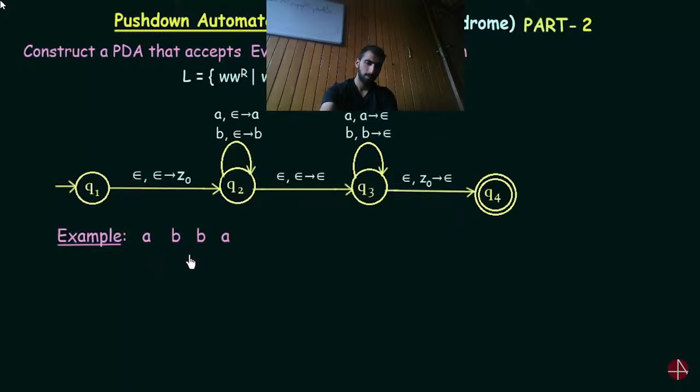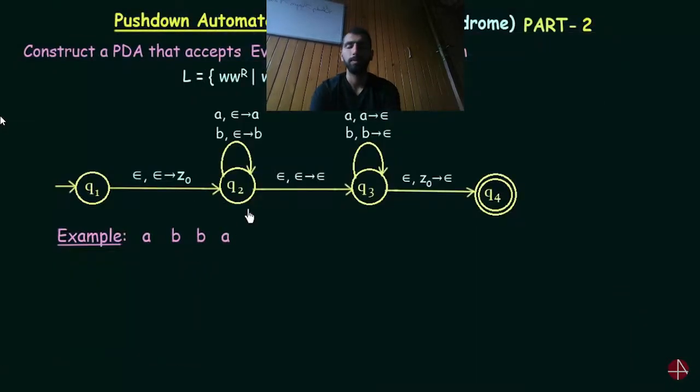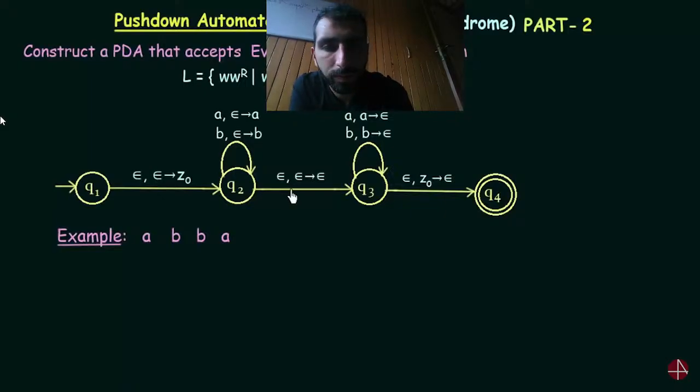But there was a question that we had, and what was the question? The question was: how do we know that we have reached the midpoint of our string so that we can go from state Q2 to state Q3? We don't know how or when we reach the midpoint of our string. So we said that when we encounter an epsilon, we understand that it is the midpoint of our string and we go to state Q3. So let me assume that there is an epsilon over here at the midpoint of this string.